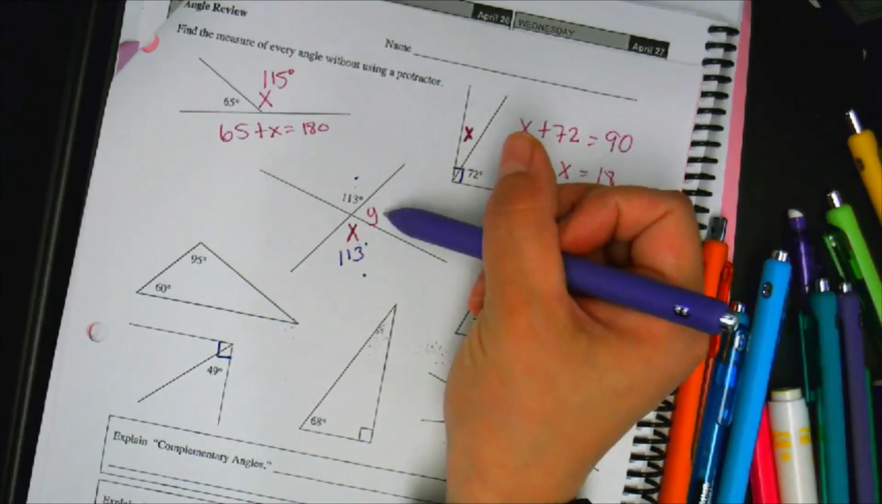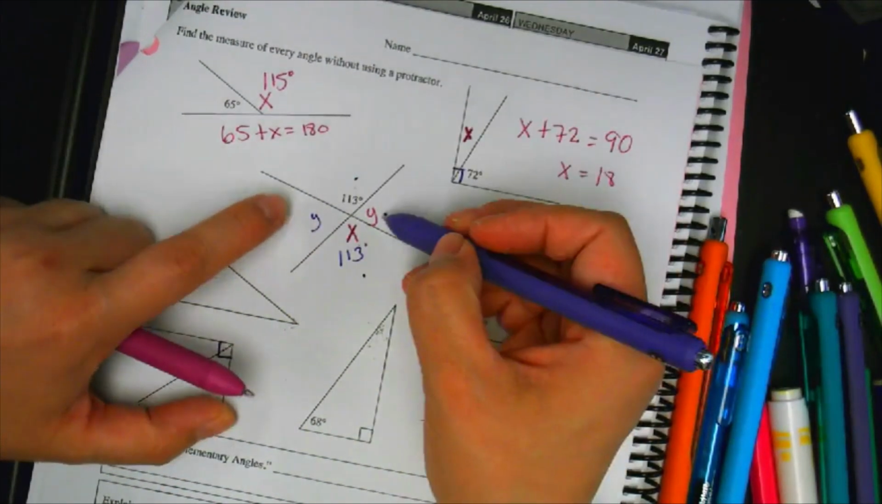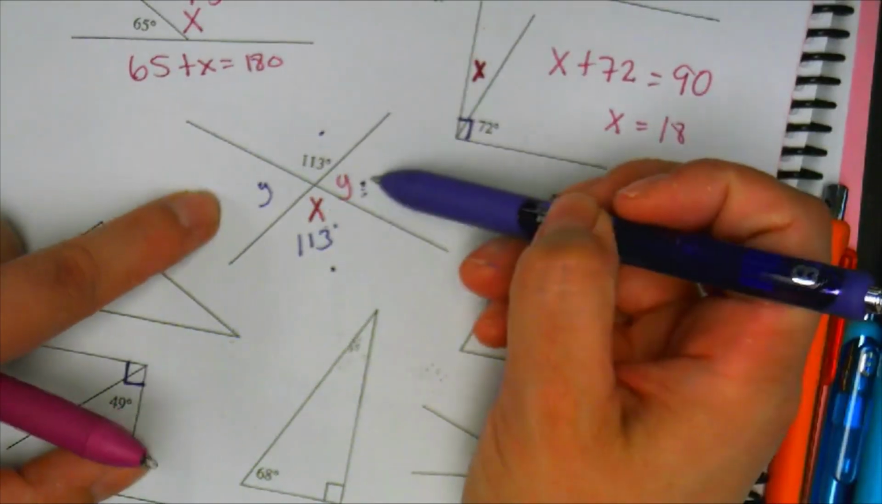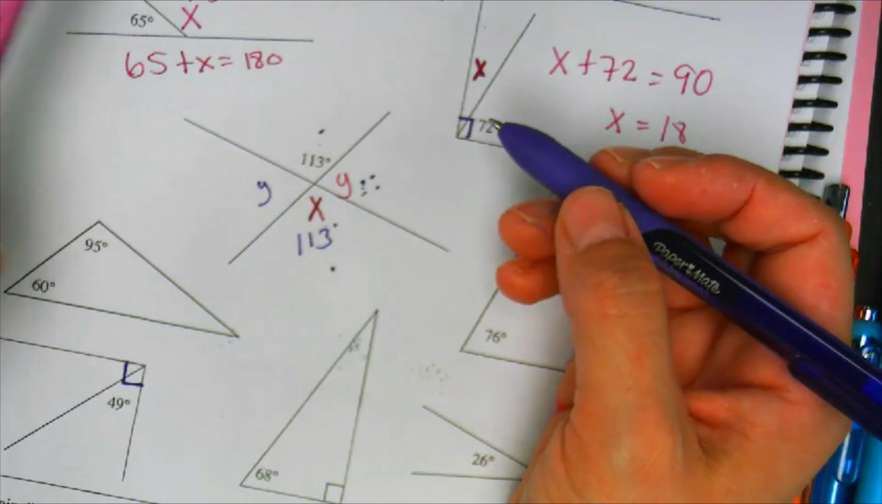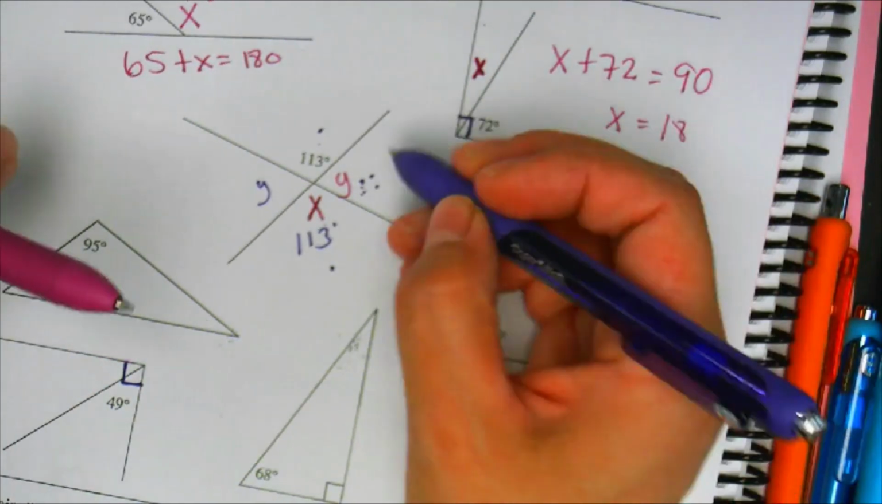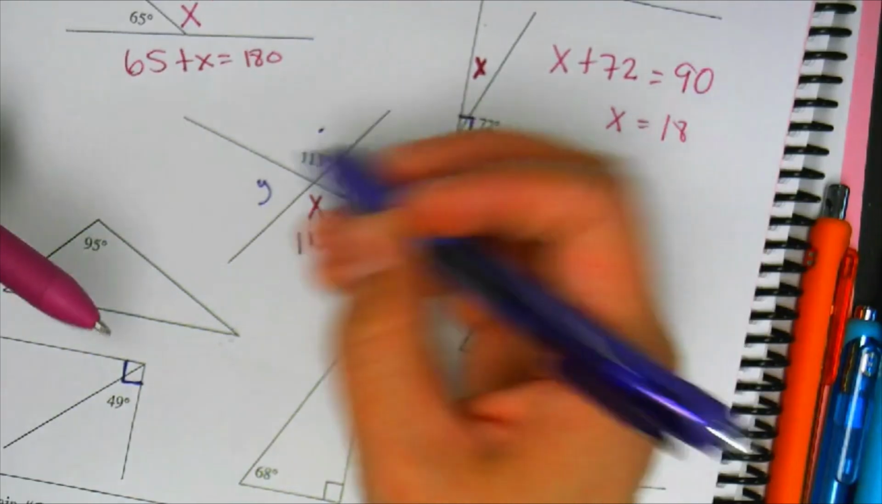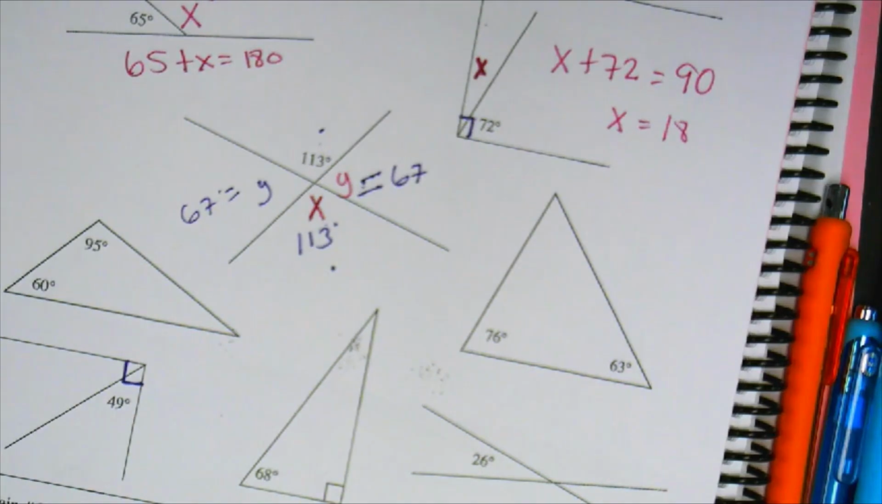If this is y, what is this variable? Y. So these two are equal to each other. If this is y, then this is y. All right, what is y equal to? What is it? 67? Yeah. So this is 67, right? This should not be new to us.